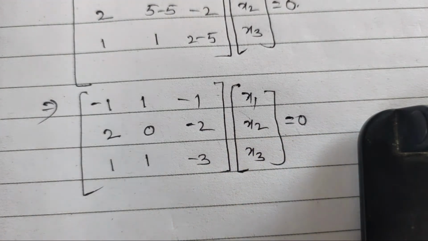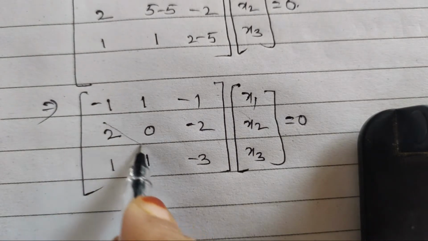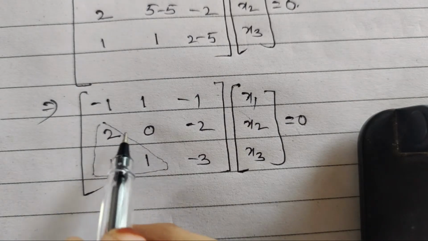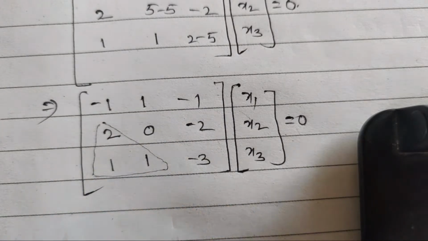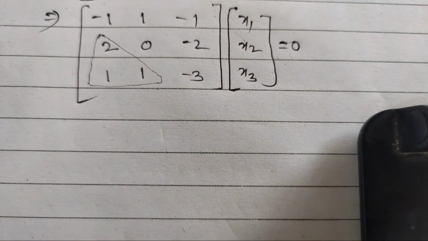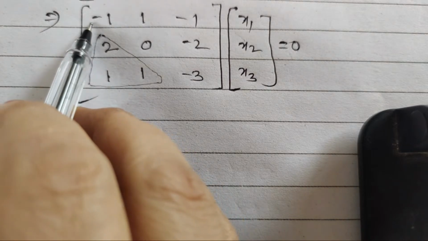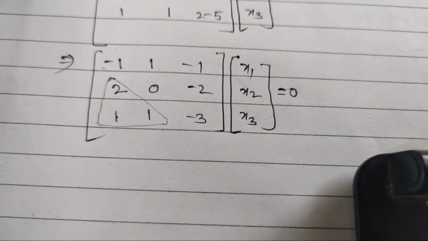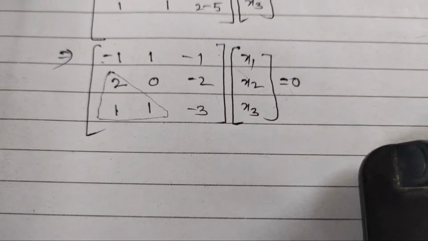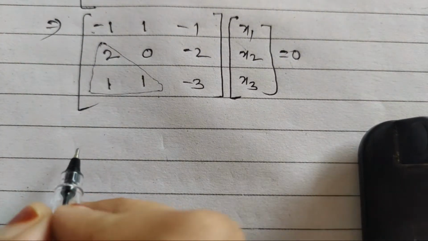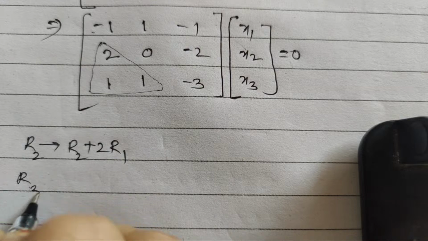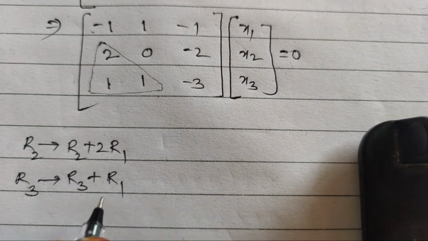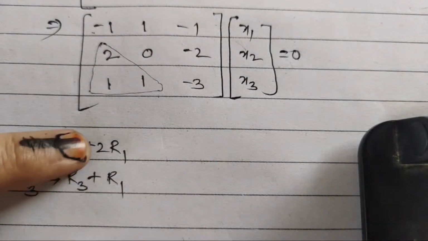Now again we are going to apply the echelon form only. We will make the lower triangle equal to 0, or otherwise you can go with the other method. Here we are applying the echelon form. So what operations are you going to write? For making these two elements equal to 0, we are going to take the help of the first row, where the first row element is equal to minus 1. So your operations are R2 tends to R2 plus 2 R1, then R3 tends to R3 plus R1, because R1 has a minus 1. That's the reason the operator came here as plus.